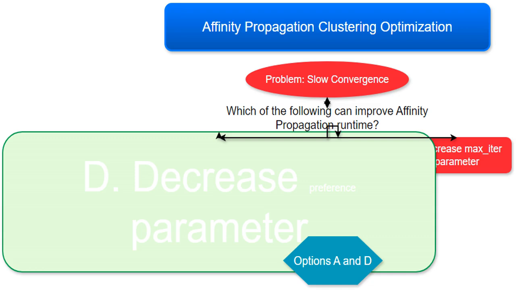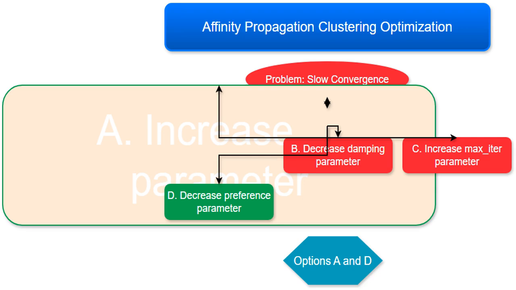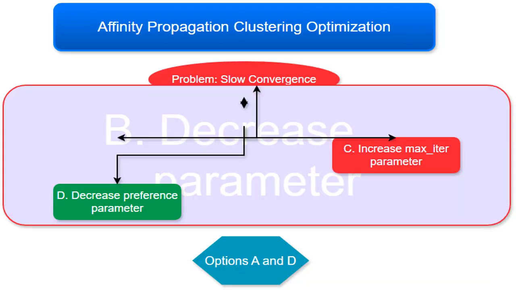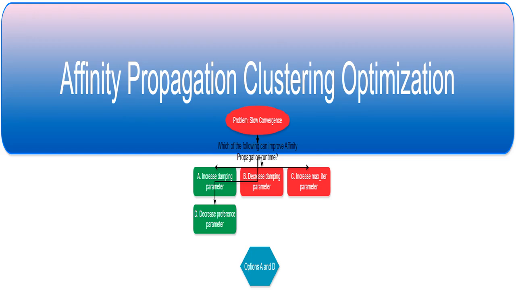I can make the algorithm faster by lowering the preference parameter. A lower preference means fewer data points will be chosen as cluster centers, which speeds things up. Increasing the maximum number of iterations, max_iter, will definitely make the algorithm run longer. It might find a better solution, but it won't make it faster. While decreasing the damping parameter might seem like a good idea because it speeds up the initial convergence, it can also cause instability, leading to more iterations and increased overall runtime. It's a risky strategy.